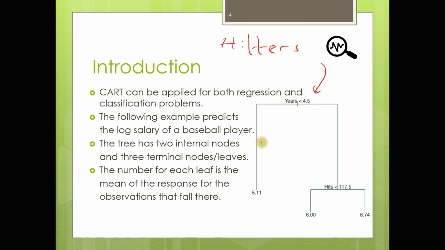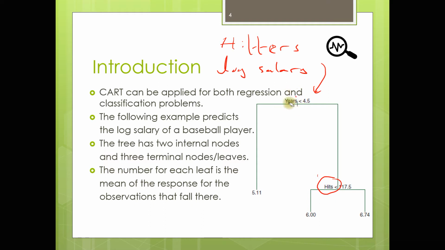The idea of this decision tree is to predict the log salary of the baseball players based on different variables. Here it's going to be based on the years in major leagues and the number of hits of the player.